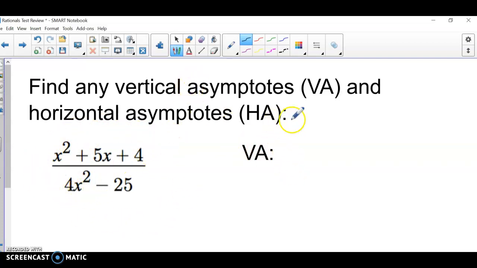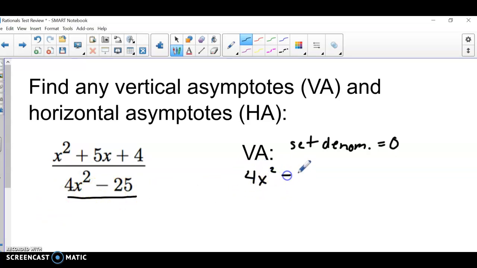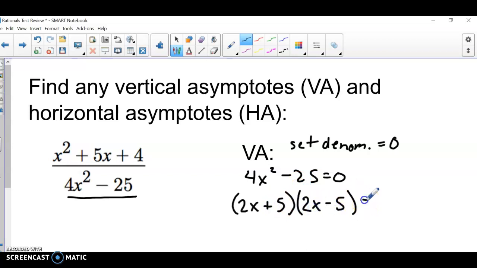Our vertical asymptotes, I told you guys, to find the vertical asymptote, we always set the denominator equal to 0 and solve. So in this case, my denominator, that's here, 4x squared minus 25. So I'm going to set 4x squared minus 25 equals 0. This is just kind of a funky version of my difference of squares. So look, here's how I'm going to separate this out. I've got 4x squared here. The square root of that is 2x. The square root of 25 is 5. So I'm going to do (2x plus 5)(2x minus 5) equals 0.